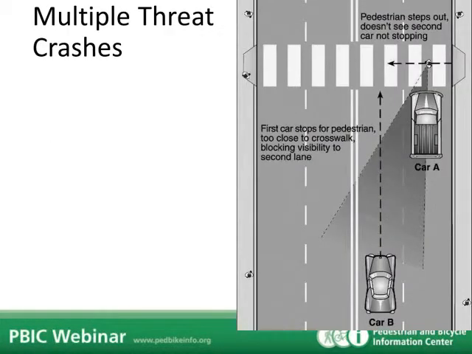I think everyone's probably familiar with this, the multiple threat crash. And this is simply where you have car A stopped for a pedestrian in a marked crosswalk, and car A, especially if it's a bigger vehicle, can block the sight distance so that car B can't see the pedestrian, or vice versa. This is resolved quite often by putting in a stop bar back, and I'll show another image of that in a minute.